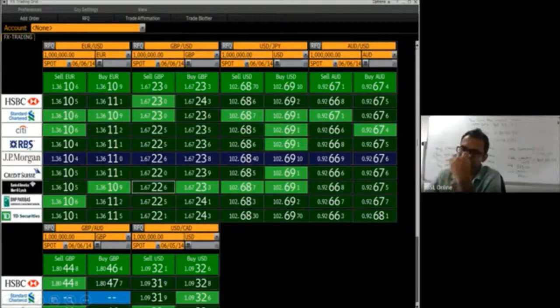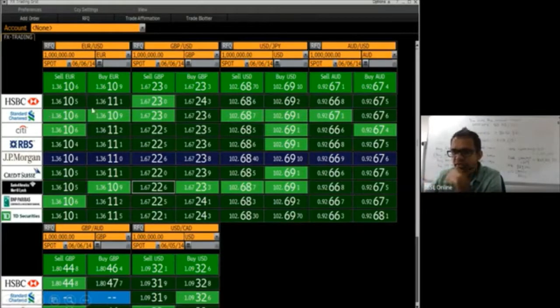We call it the market because this is for you. These are all the market makers. So this is the market. Where is the market? 1.3610.6 and 1.3610.9. This gives you the lowest spread. When you take the highest bid and the lowest offer, that will give you the lowest spread. In any other combination, the spread would be much higher than this.